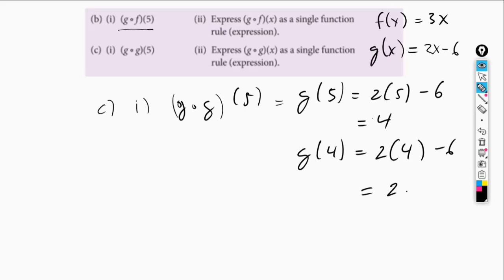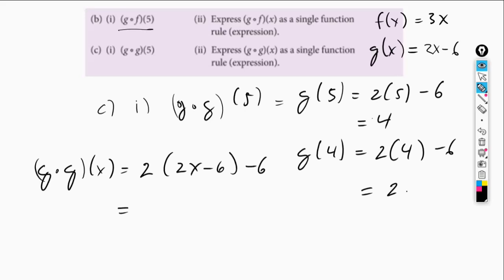So now let's express g of g of x as a single function. That's going to be g of g of x equals 2 times 2x minus 6, minus 6. So this will then be 4x minus 12 minus 6, which is 4x minus 18. Now notice, what happens if we plug in 5 in here? Well, we're also going to get 2.